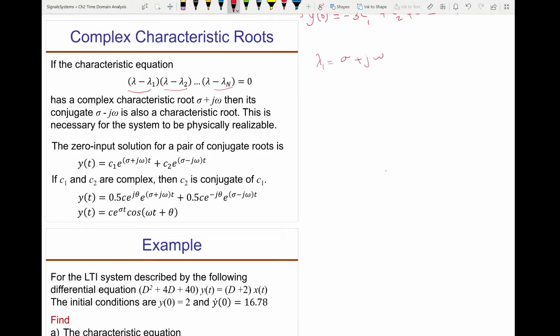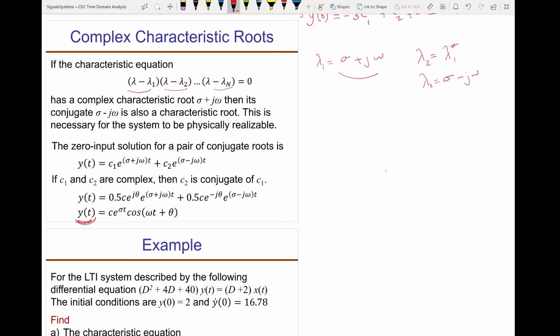Now we know for sure the output y of t has to be real, and for that to be the case, you have to have another root that is a conjugate of this complex root. So if you have a second order system, you will have two characteristic roots. They will be conjugates of each other. So lambda 2 will be sigma minus j omega. That's the only way, when you solve for the zero input response, you will end up with a real signal.